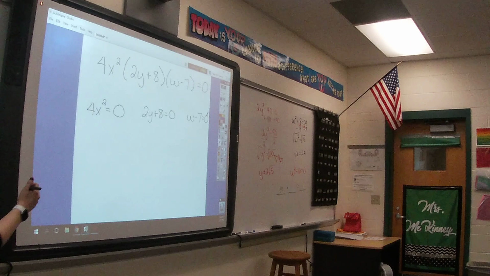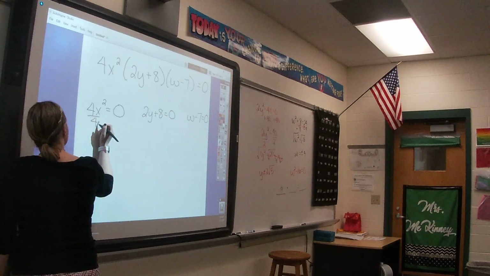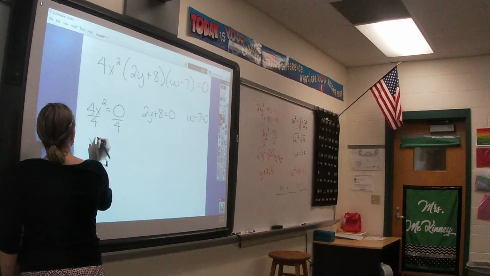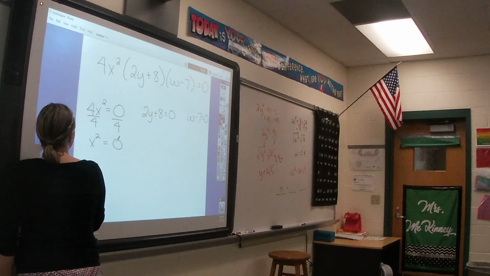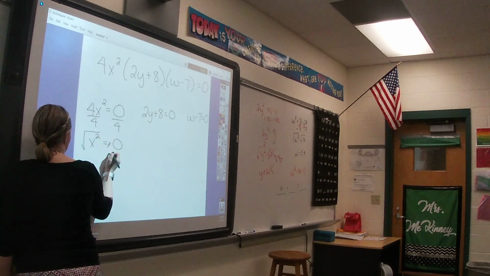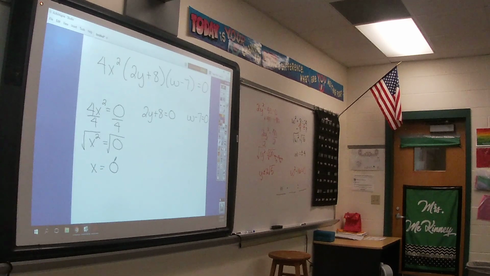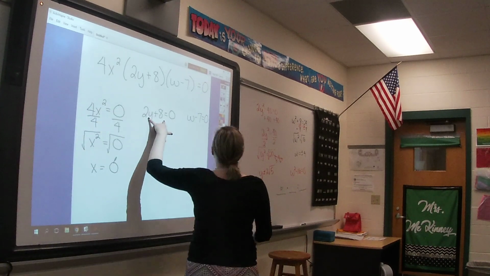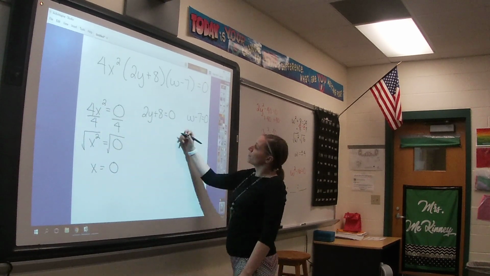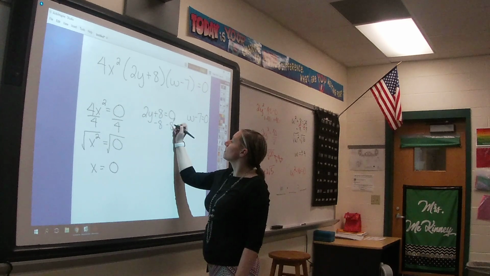Divide by 4. Then what? Square root. What's the square root of 0? 0, right? This one doesn't get a plus or minus because it's 0. Okay, let's solve our second one. What are we going to do first? Subtract 8.